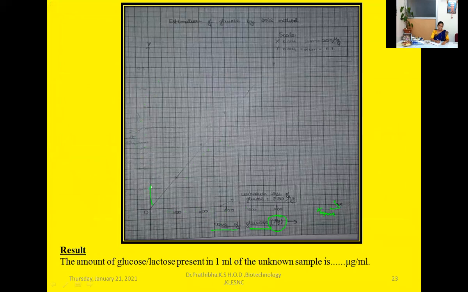Whatever the OD range you got, you need to write it here. Then you need to write the scale on the x-axis, 1 centimeter or 2 centimeter. In 2 centimeter, what concentration have you taken? One of our students has taken 200 microgram for 2 centimeter on the x-axis. On the y-axis, 2 centimeter is 0.1. That you need to write.